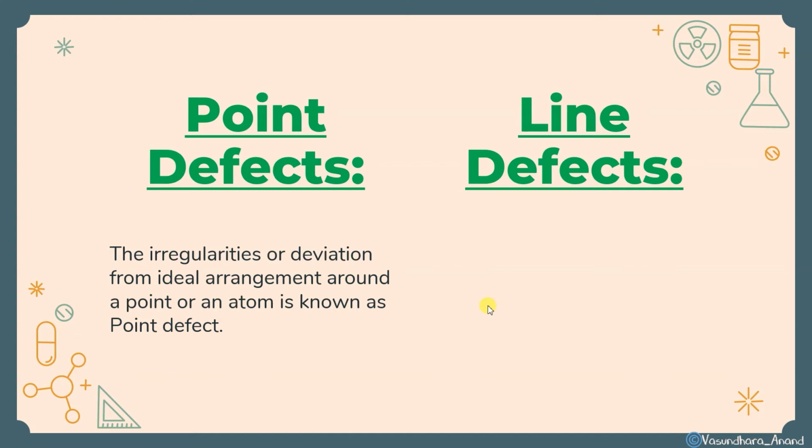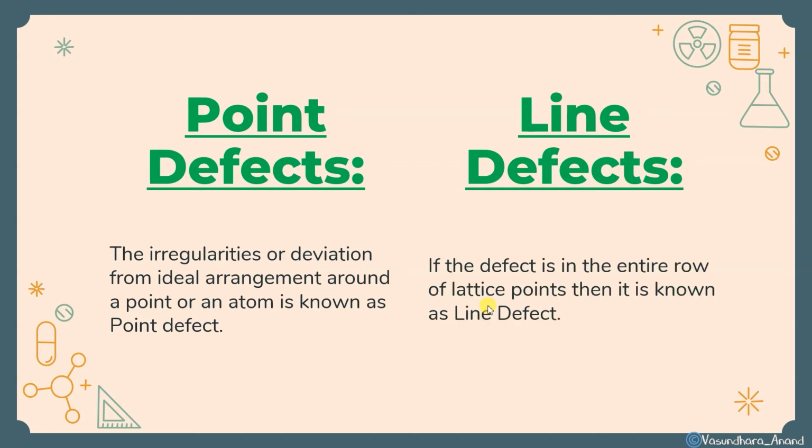For example, like we have solved so many numericals in which particles are arranged at the corner, at the edge center, at the BCC, something like that. And if the corner particle is removed, if one BCC particle is removed, if one FCC particle is removed, then what will be the formula? That is what I'm mentioning, that point. So that is called point defect. But in the questions we have done where atoms are missing through an axis, that is a line defect. I hope it is clear. If the defect is in the entire row of lattice points, then it is known as line defect.